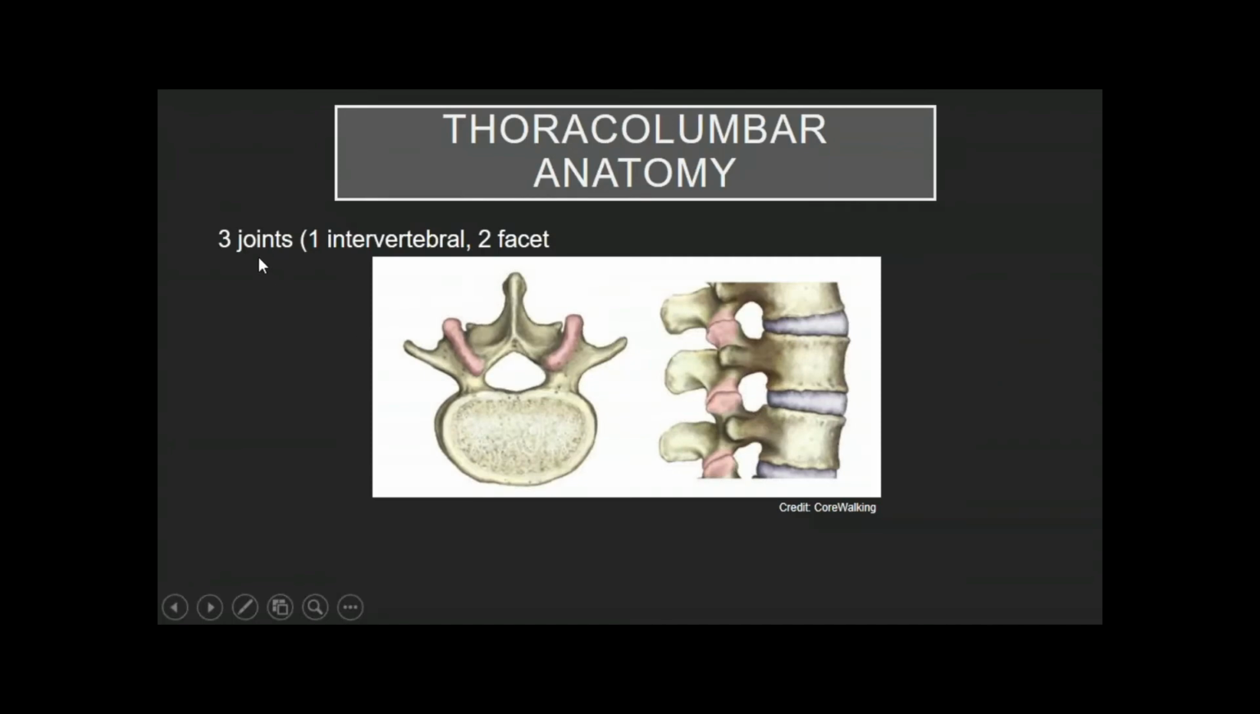All right, so that's why we go from 5 joints down to 3 joints. Thoracolumbar spine, you have the intervertebral joint, so right here, the 2 vertebral bodies stacked on each other with a disc in the middle. And then you have the 2 facet joints, and they're highlighted here. All right, so you have your facets, and then you have your intervertebral joint. Again, you do not have an uncovertebral joint like you do in the cervical spine.